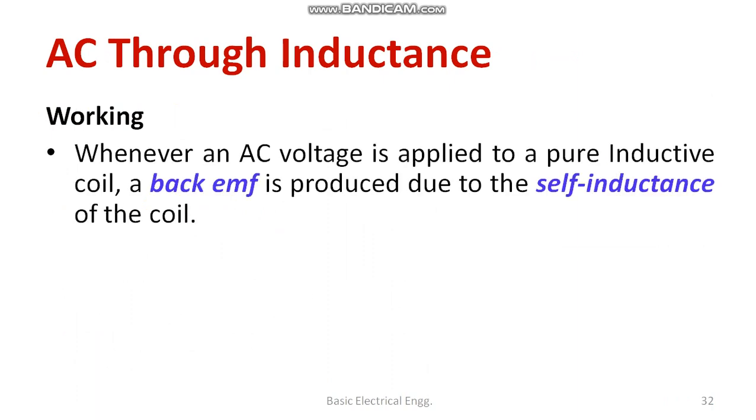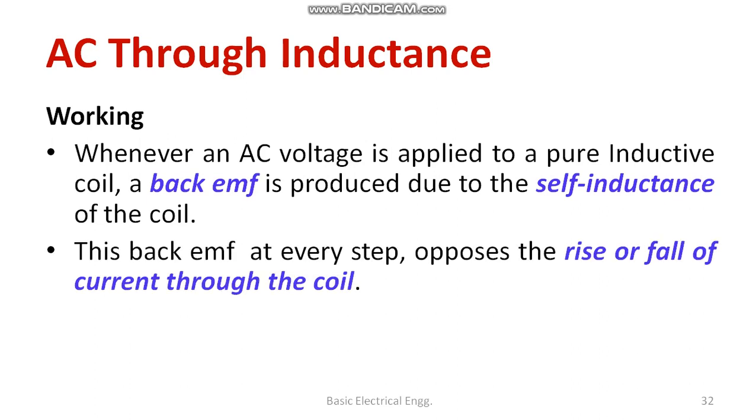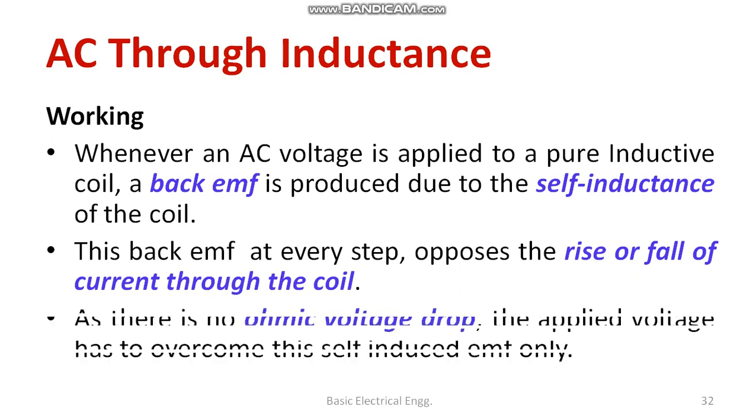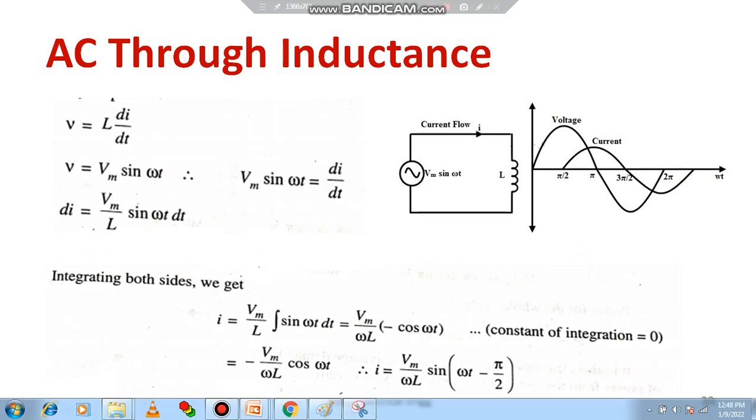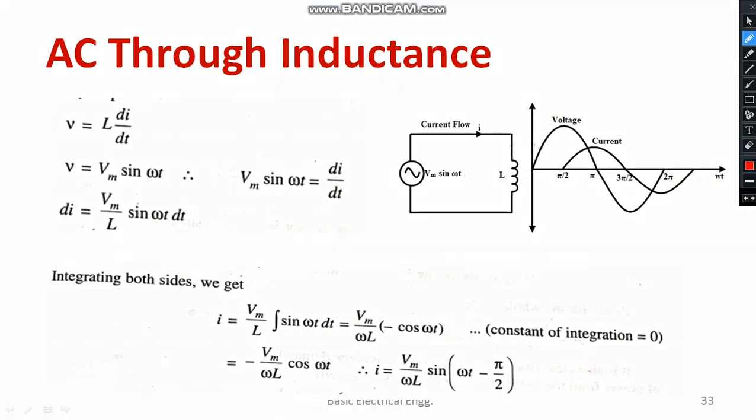How does it work? Whenever an AC voltage is applied to a pure inductive coil, a back EMF, or induced EMF, is produced due to self-inductance of the coil. This back EMF at every step opposes the change in current through the coil, whether a rise or fall in current. There is no ohmic voltage drop. The applied voltage has to overcome only the self-induced EMF. So there is no ohmic voltage drop in the case of a pure inductor. Let us understand what happens when you connect an AC supply to the inductor.